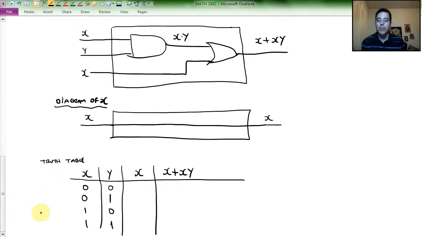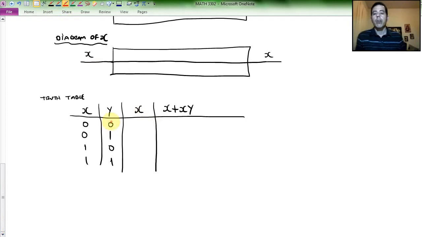If x is 0 and y is 0, that means x is simply 0. It doesn't matter what y is. And then here, x is 0, y is 0, so the entire thing is 0. If x is 0, y is 1, this is still 0, and this will become 0 plus 0 times 1. So 0 times 1 is 0, 0 plus 0 is 0. X is 1, y is 1, so this becomes 1, and that will be 1 plus 1 times 0. 1 times 0 is 0, but plus 1 becomes 1. And then if both are 1, x is 1, and then here is 1, this is 1, this is 1, the entire thing is 1.